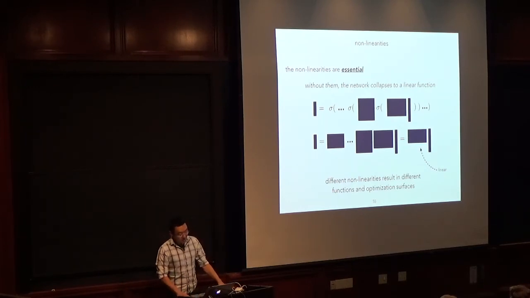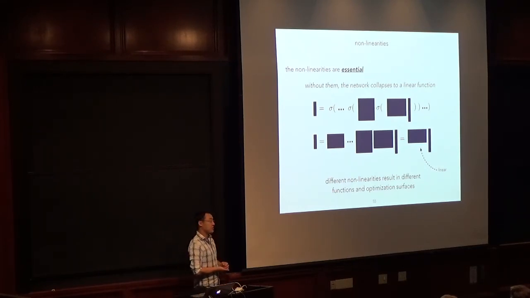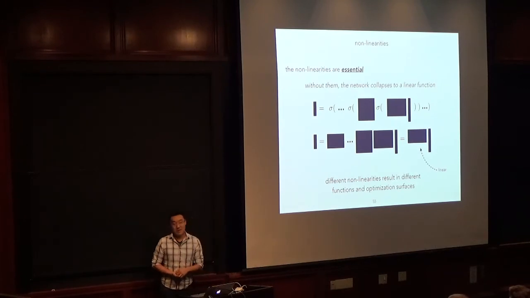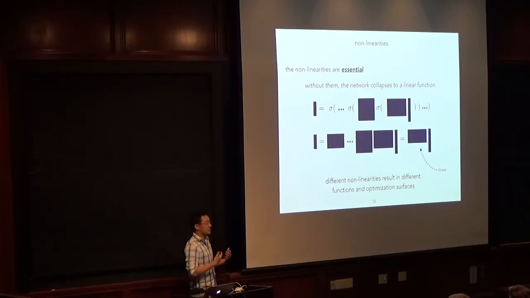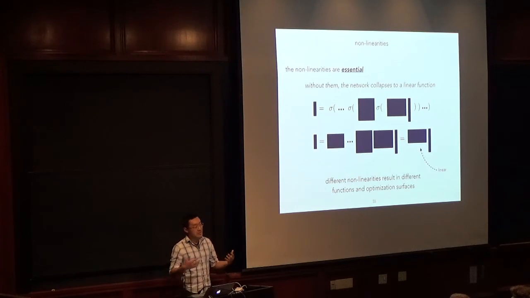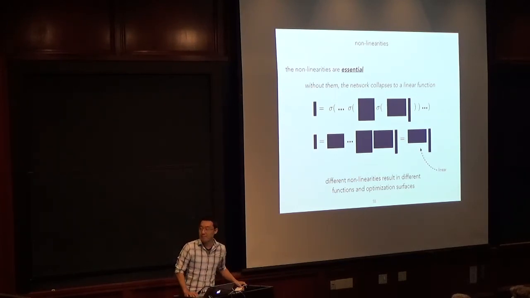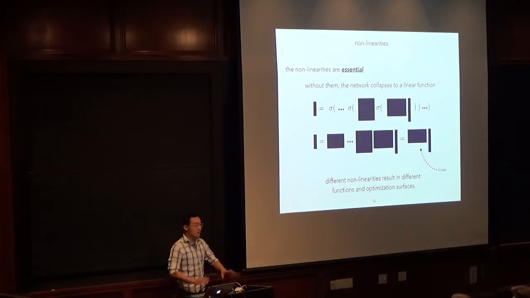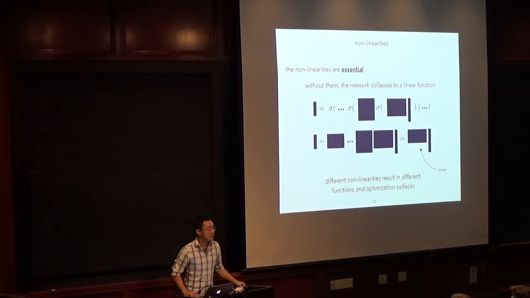Different nonlinearities result in different functions and optimization surfaces. So the choice of nonlinearity makes some of the optimization problems easier or harder, and it makes learning certain types of functions easier or harder as a function of the number of layers and the number of neurons in each layer. Although, of course, in the infinite limit, they are all universal function approximators.